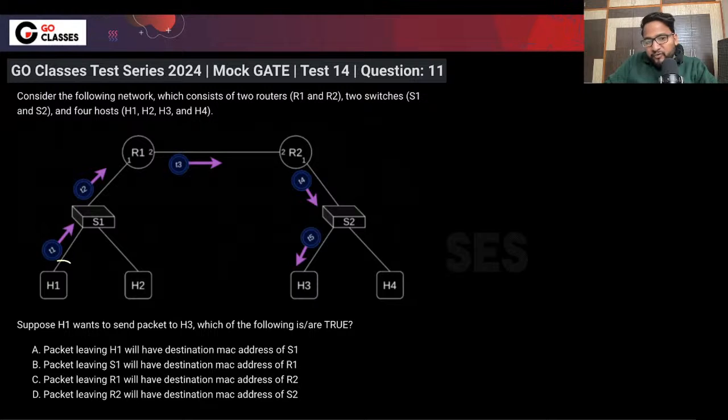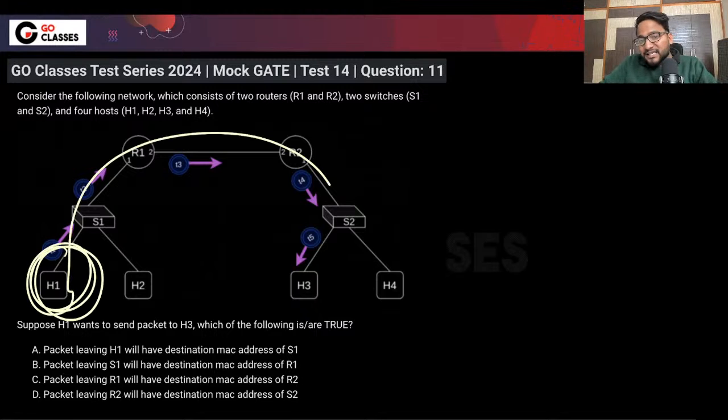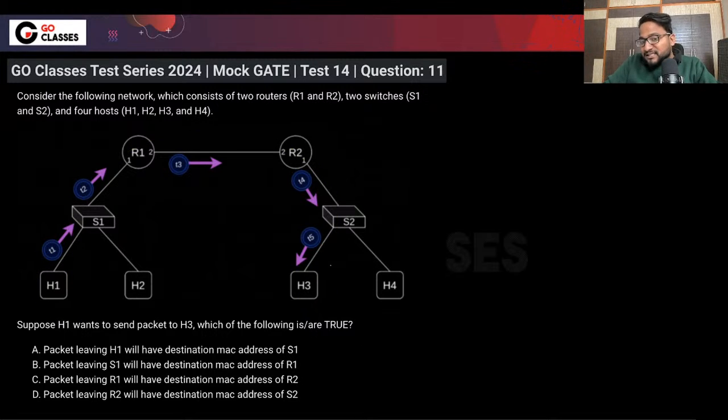Now, if H1 wants to send some packet to S3, tell me what are the steps. H1 will first check whether S3 is in the same network or not. If S3 is in the same network, then it will send directly. Otherwise, it will send to the default gateway, right? R1 is the first router that comes in between. So H1 will send to R1.